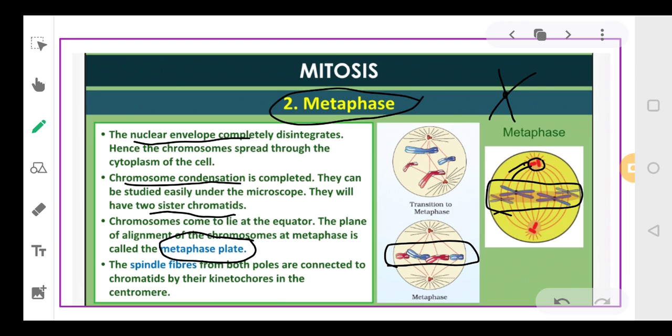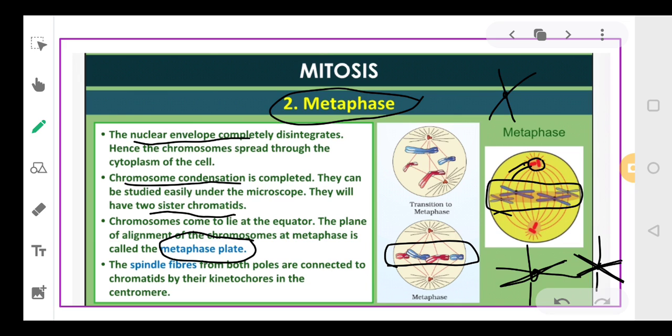Now, since the chromosomes are arranged in the center, as if you look at this one chromosome, I'm just talking regarding this. This is a chromosome, it is attached at the equator in the center of the cell. So these spindle fibers will attach here. From both sides, the spindle fibers will attach with the chromatids by their kinetochores in the centromere.